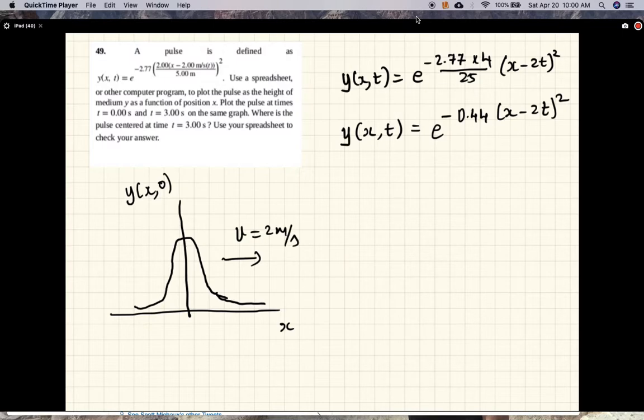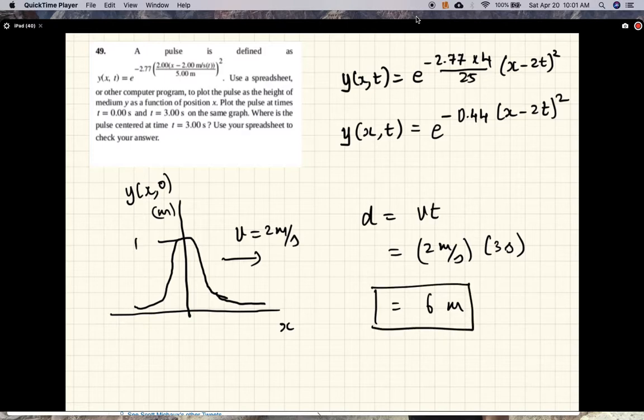Okay. So where is the pulse centered at t equal to 3 seconds? The distance the pulse will travel is v times t, so it'll be centered at 2 meters per second times 3 seconds, that's 6 meters. And by the way, at t equal to 0 and x equal to 0, the exponent would be 0, so the amplitude of the pulse is 1 meter. All right, that finishes this problem.